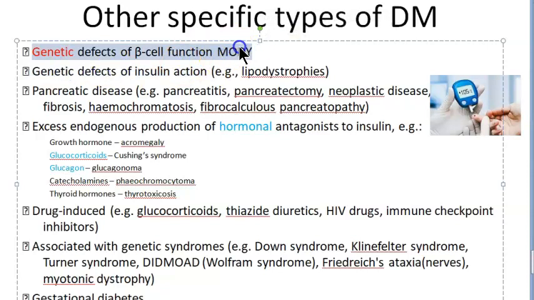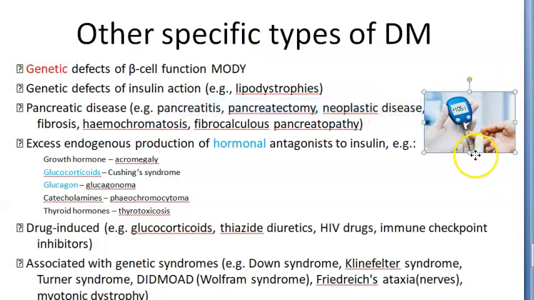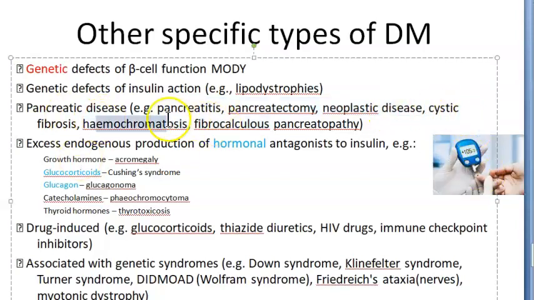So then that is not much of a problem. Later some of these can become a problem though. Then you have insulin action cannot act because of some genetic defect like lipodystrophies. Pancreatic diseases, people. The pancreas itself has a problem. Pancreatitis, pancreatectomy, neoplastic disease, cystic fibrosis, hemochromatosis, that is iron deposit, fibrocalculous pancreatopathy, that is there's some fibrous tissue or some stones, calculus, right, in the pancreas.